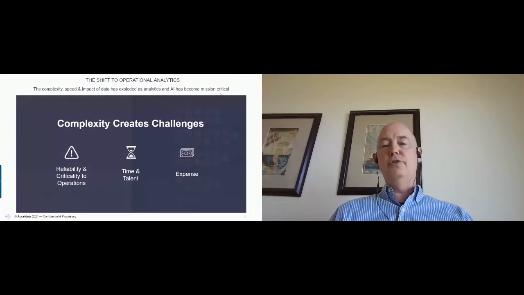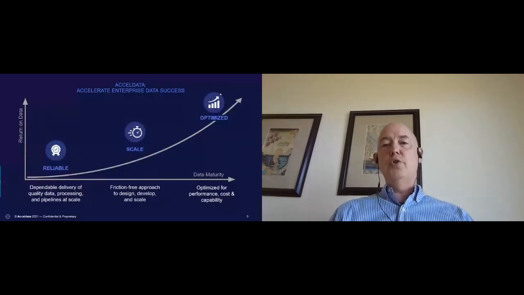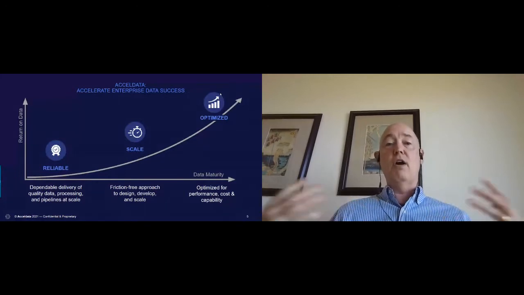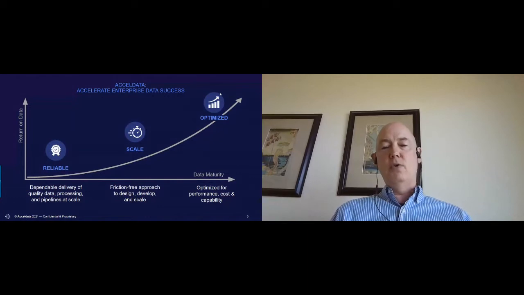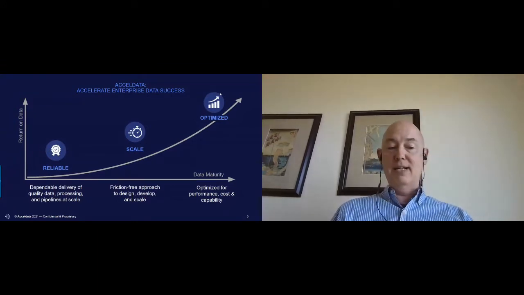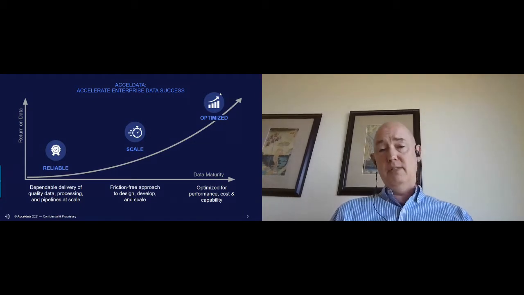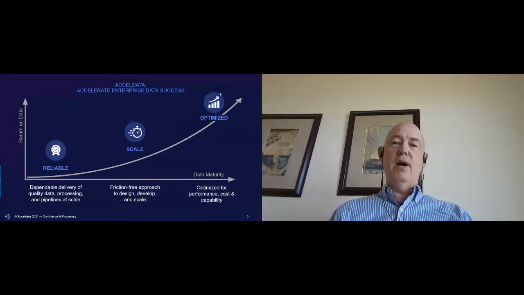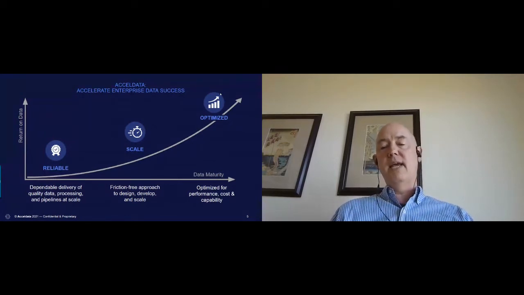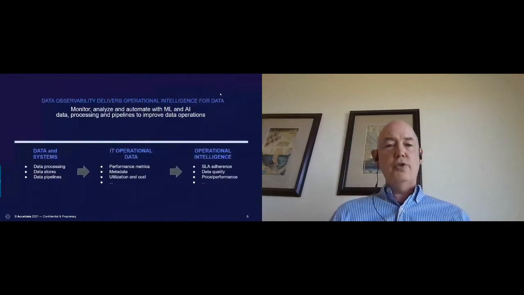So our goal is to use a data observability approach to help organizations be successful with these complex environments. And the goal is to mature their data operations to get a higher return on investment and to really address those challenges, to help organizations be more reliable in terms of dependable delivery of quality data, processing, and pipelines at scale, to eliminate friction points at the design, development, and scale phases when you're developing new solutions, and to be optimized to identify ways to get the right performance and capabilities at the lowest cost. So how do we do that?